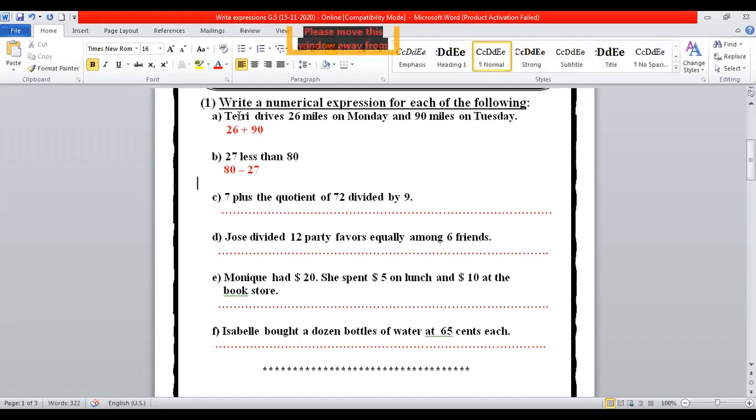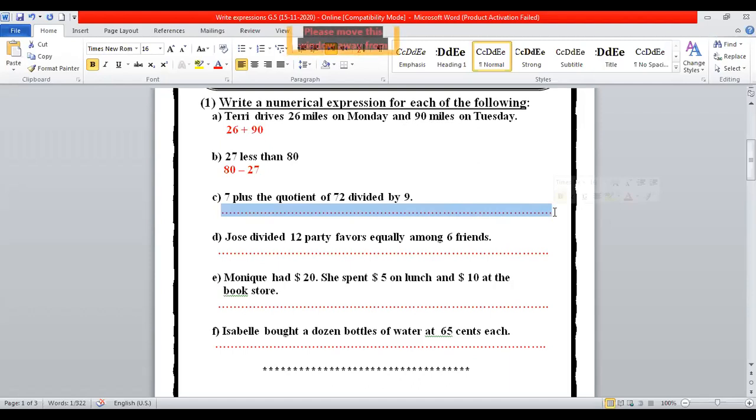In A, Terry drives 26 miles on Monday and 90 miles on Tuesday. 26 and means here plus 90. We write the expression only. Okay, try with me and see. This is 7 plus, we write the quotient of 72.